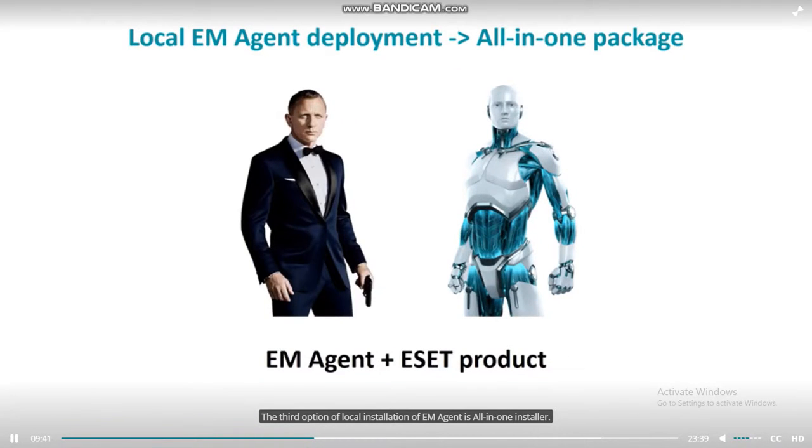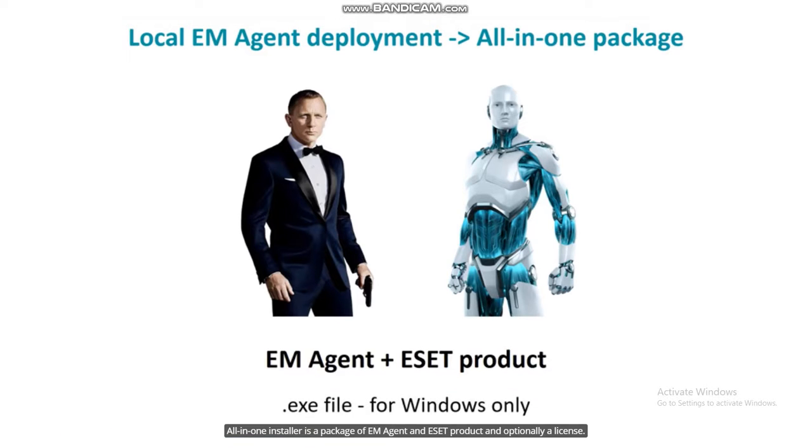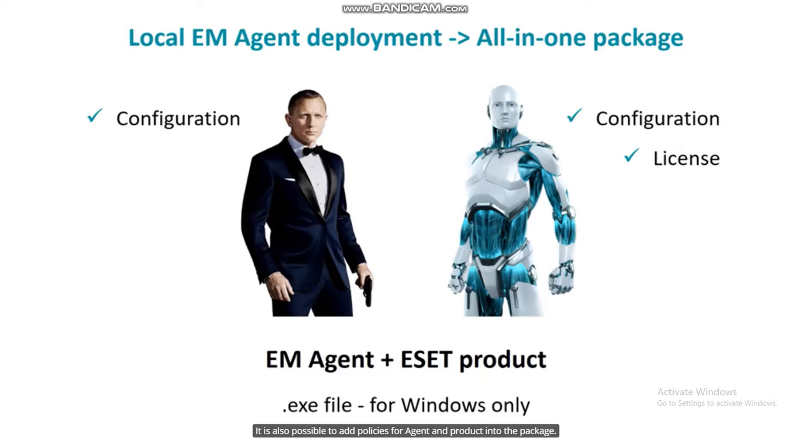Installation of EM Agent is All-in-One Installer. All-in-One Installer is a package of EM Agent and ESET product and optionally a license. It is also possible to add policies for agent and product into the package. It is a .exe file, so it is only for MS Windows systems.